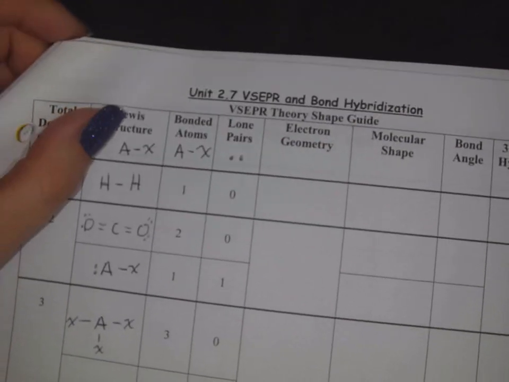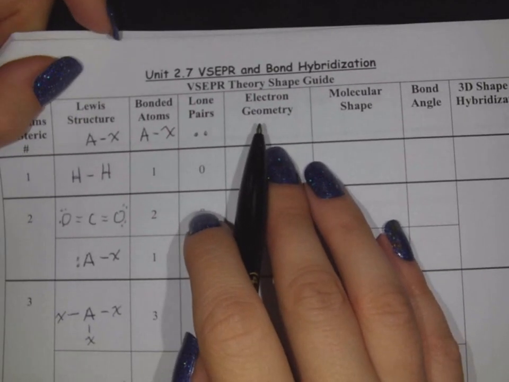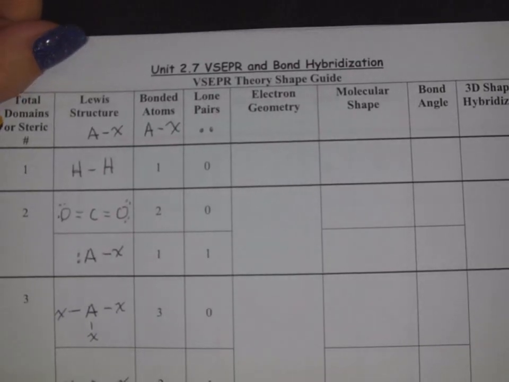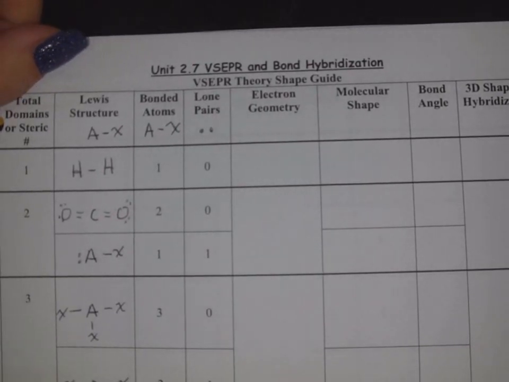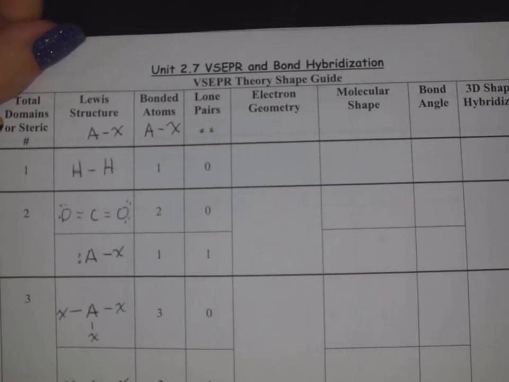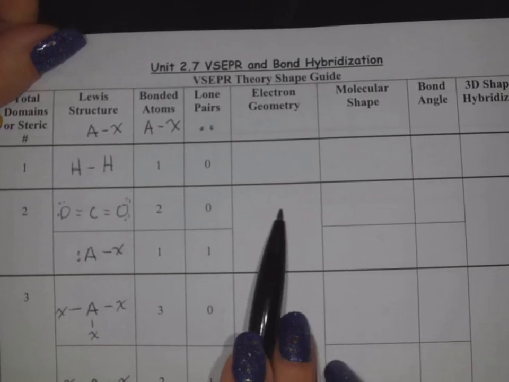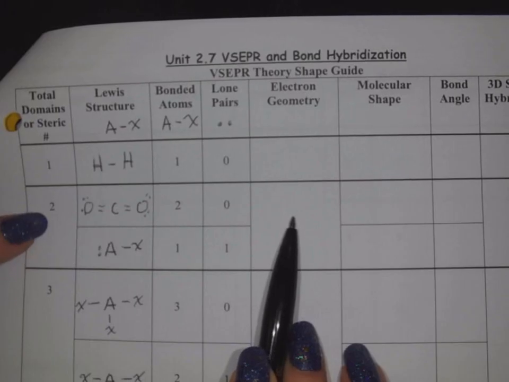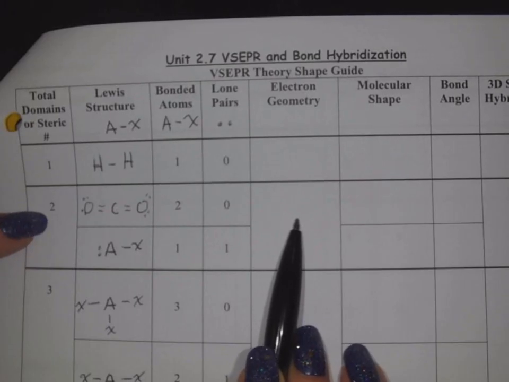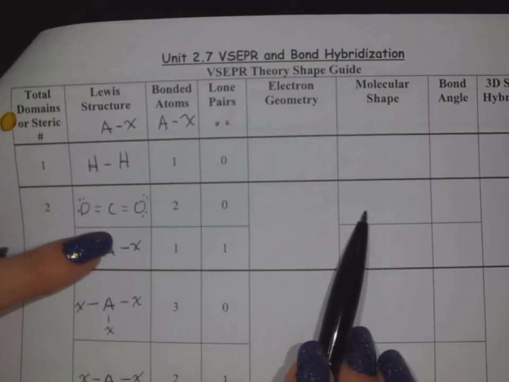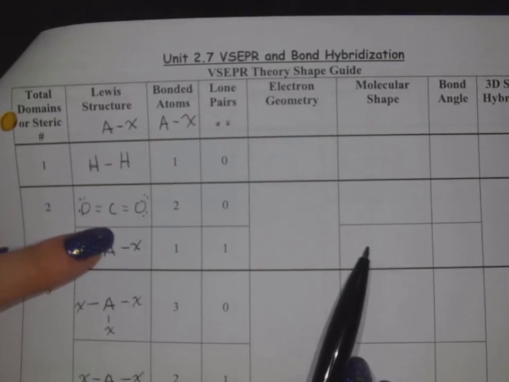Now, electron geometry and molecular shape. Electron geometry considers all of the domains, not just the bonded atoms, where molecular shape only considers the bonded atoms off of the center. That's why it's one big square here, because the electron domains are the same, whether they're bonded atoms or they're lone pairs. So the electron geometry will be the same for both of these, but the molecular shape may or may not be the same for those.